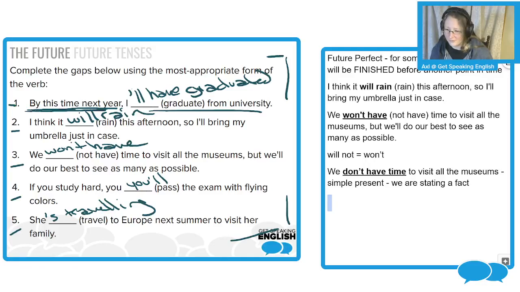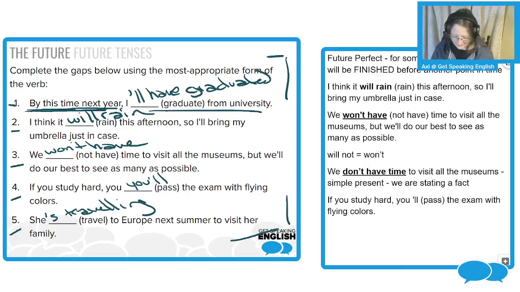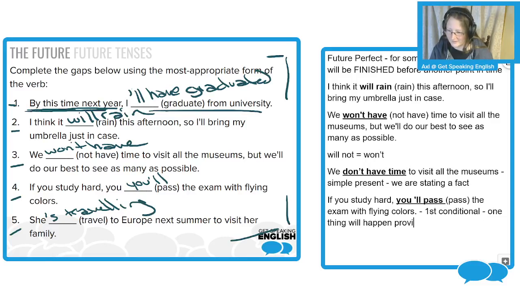Then obviously here, the 4th one, it's a classic example of the first conditional. So if we do this one thing, then this other thing will happen. So you'll pass the exam. So classic future conditional, or first conditional. One thing will happen provided that another thing happens. So if you study hard, you'll pass the exam, and that'll be really great.